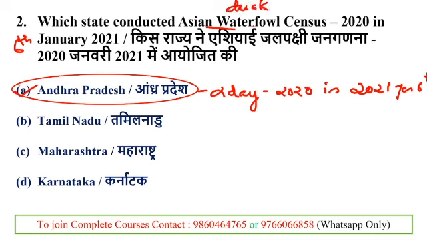So here the Asian waterfowl are just like ducks, they look like ducks, but it is an endangered species. So the Asian Waterfowl Census is conducted to know about their population and their numbers. Clear. And it was conducted by Andhra Pradesh.